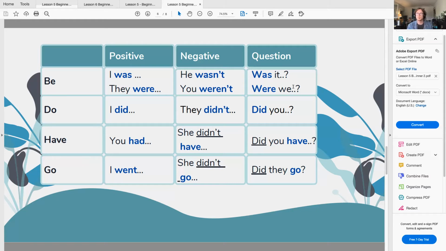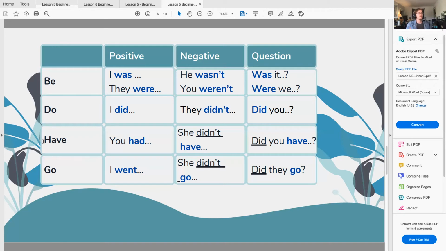So if it's the personal pronoun I, or a singular noun like he, she, the dog, that's was. For things like saying you or plural nouns, that's were. For do, the past participle is did, not dude, did. So I did, they didn't, did you. Same, it's the same formula, it's just a different verb. You're going to notice a lot of similarities as we go through this stuff.